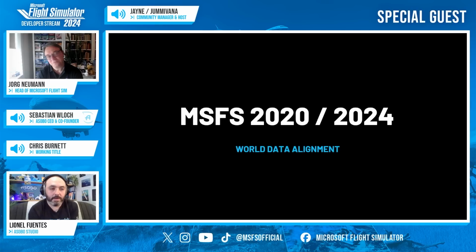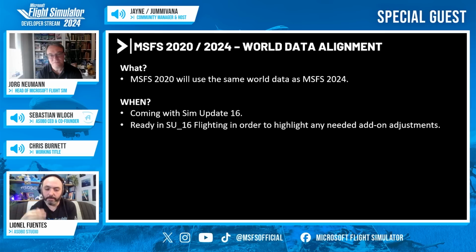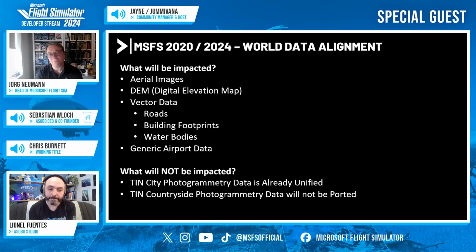Yeah. I wanted to talk in particular about the changes we are making for what we call the world data alignment between Flight Sim 2020 and Flight Sim 2024, where we want to have a more unified world. So what we will do is we'll update the data in Flight Sim 2020 to use the same as Flight Sim 2024, and we are backporting the changes needed to support some new formats in some cases. So it's coming with Sim Update 16, already available in flighting, and we count on the flighting to help highlight any needed adjustments to POIs or reports or anything that would be affected by the changes in data.